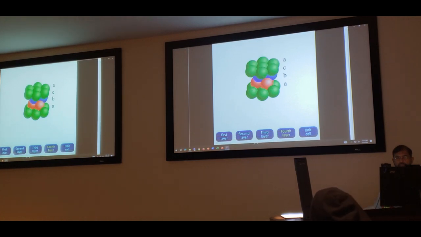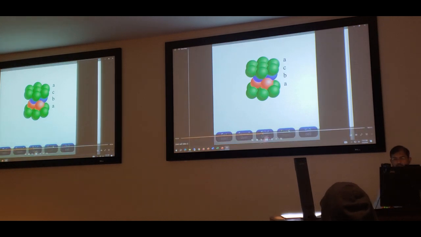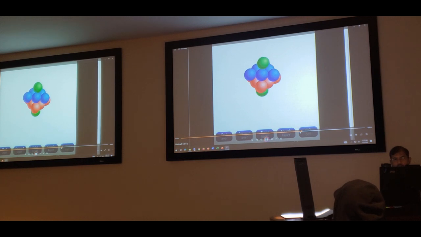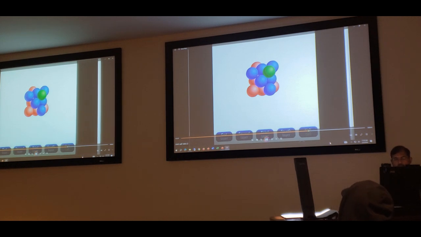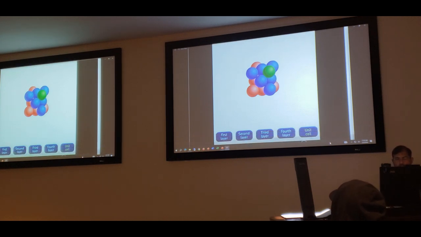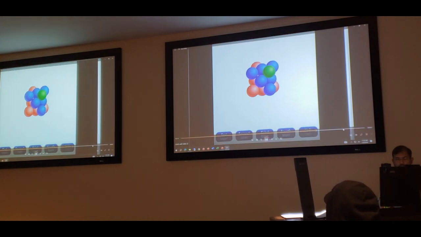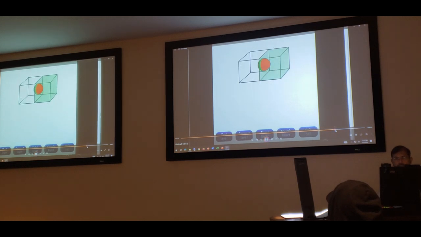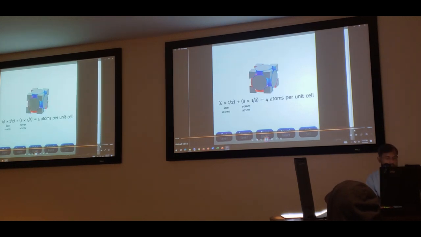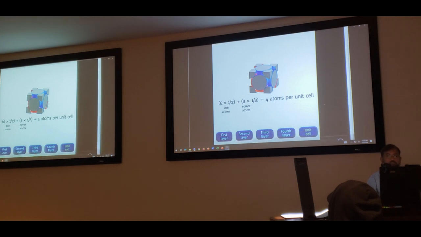The fourth layer stacks in the depressions of the third layer. The fourth layer of atoms has the same arrangement as the first layer. The unit cell that results from cubic close packing is called a face-centered cubic unit cell because 6 atoms are occupying positions in the 6 cube faces. Now let's see how many atoms are contained within one face-centered cubic unit cell. A unit cell has 6 times 1/2 for the face atoms plus 8 times 1/8 for the corner atoms.